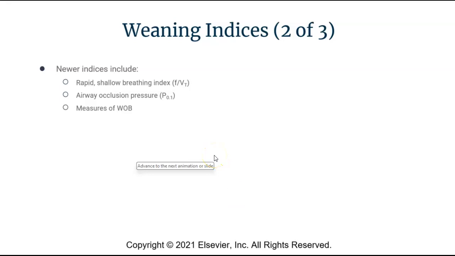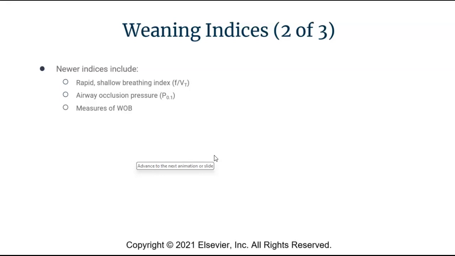Some of the newer indices that are out there are things like your rapid shallow breathing index, which is just taking your frequency, dividing it by your tidal volume. And why this is an important index is because it demonstrates you could have a minute ventilation that's really high or seemingly in the right range, but if you're achieving that minute ventilation by breathing really, really fast and shallow, that probably indicates that your patient's not going to be able to sustain that level of ventilation post extubation or adequate gas exchange. So rapid shallow breathing index is usually a really important one.